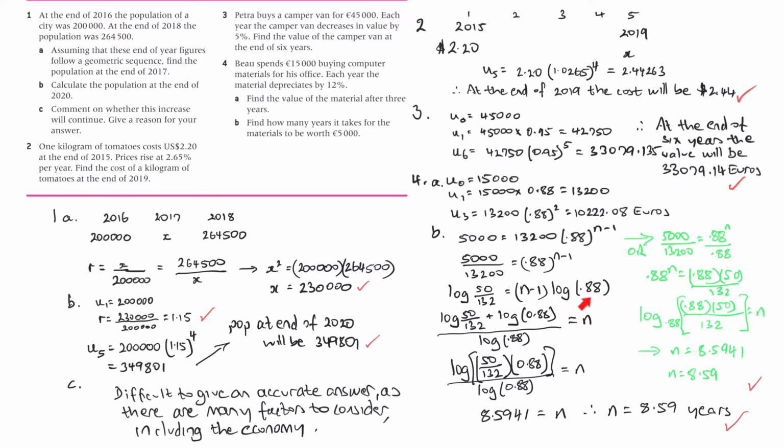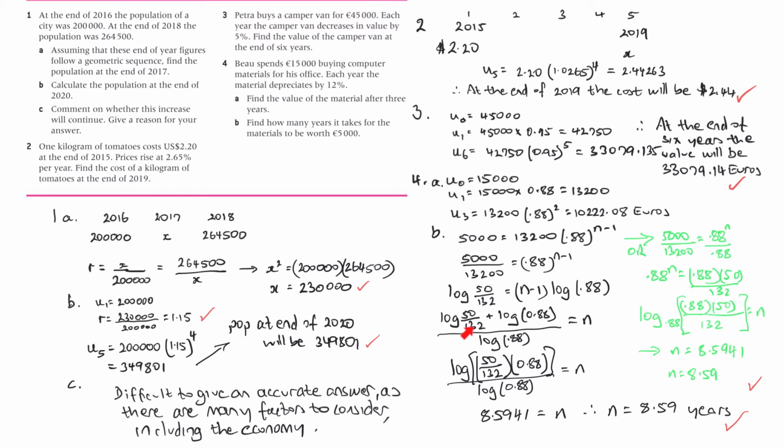So if I just move that down to here, I would have had this over that equals n minus 1. Well, if I take the 1 to the other side, this effectively is 1. So I've just added 1. Okay, that's the same as this over that plus 1. Well, I've kept it together. Now, if you've got a log of 2 numbers like this, it's actually the numbers multiplied together. So it's the log of 50 over 132 plus the log of 0.88.